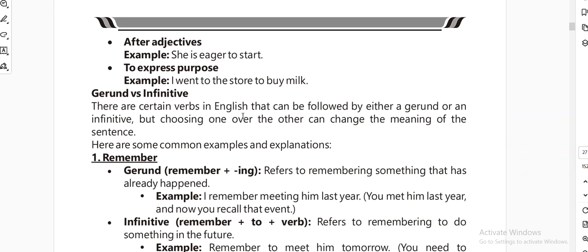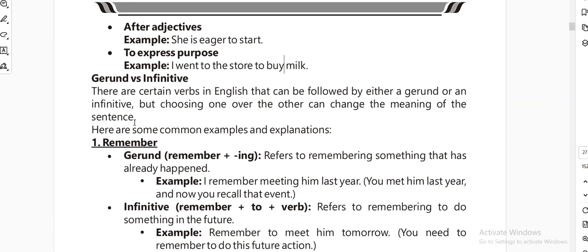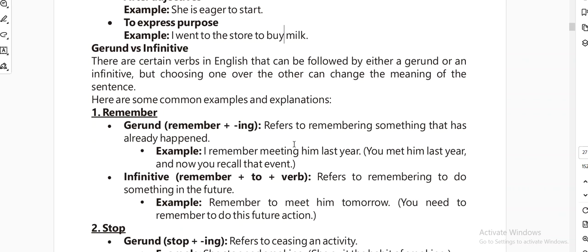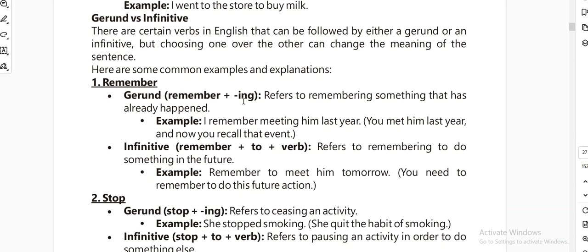Next, they are making a comparison between gerunds and infinitives. There are certain verbs in English that can be followed by either a gerund or an infinitive, but choosing one over the other can change the meaning of the sentence. Here are some common examples and explanations. Remember plus ing, remembering, refers to remembering something that has already happened. Example: I remember meeting him last year. Then the infinitive, to remember: Remember to meet him tomorrow.